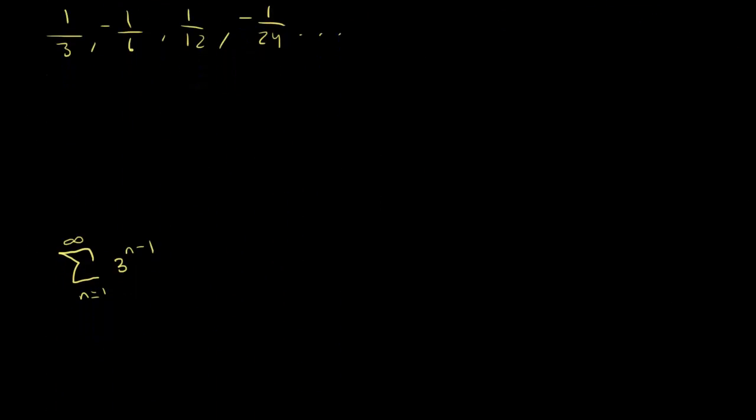Alright, so this isn't really in series notation, but it's still a series nonetheless: 1/3, negative 1/6, 1/12, negative 1/24. In this example, the first term a is equal to 1/3, and now I determine the ratio. Well, 1/6 divided by 1/3 gives a common ratio of 1/2, or negative 1/2, sorry, my bad. The absolute value of negative 1/2 is less than 1, so we know that the series converges.